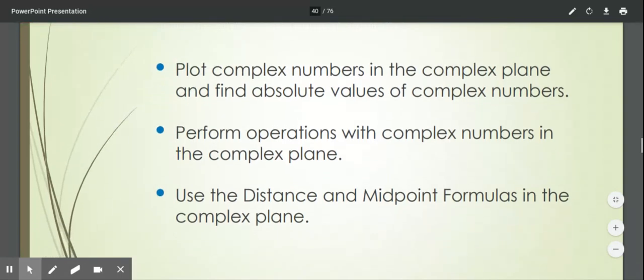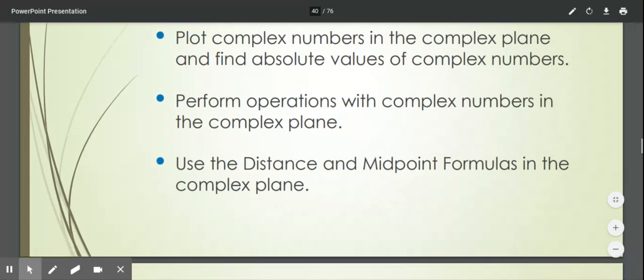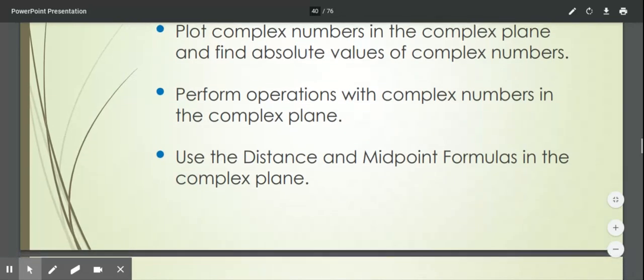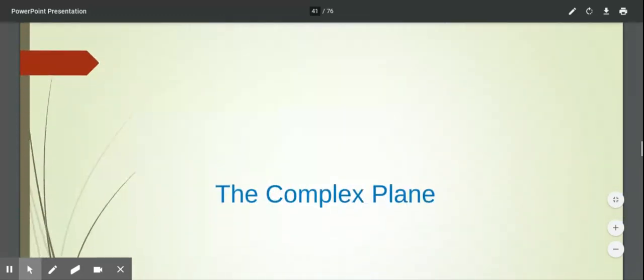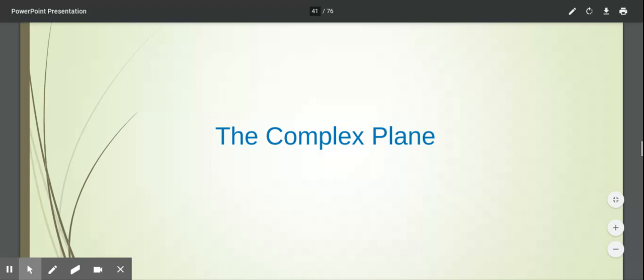We'll perform operations with complex numbers in the complex plane, and then we'll use the distance and midpoint formulas. Again, if you look at your formula sheet for distance and midpoint formulas, you won't find them on there because those are formulas that you've had since geometry. So we're not going to give you those two formulas. You'll have to, I guess, memorize those if you need to memorize those. All right, so we're going to start first with the complex plane.